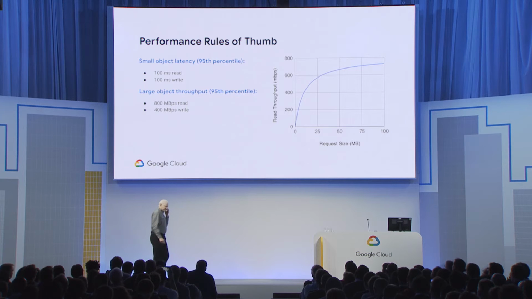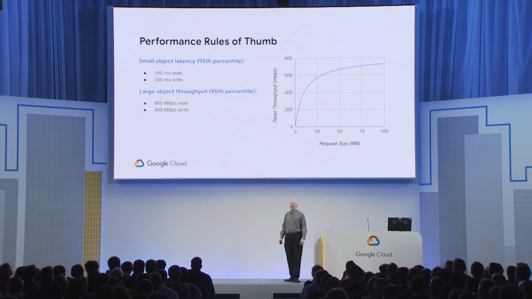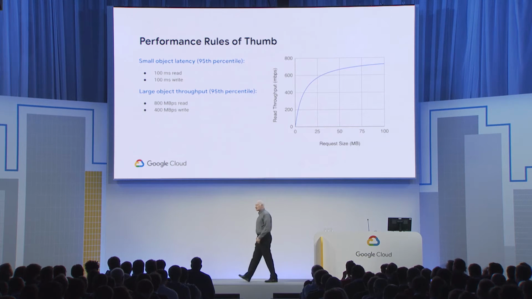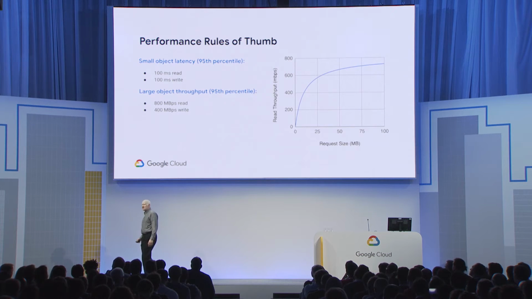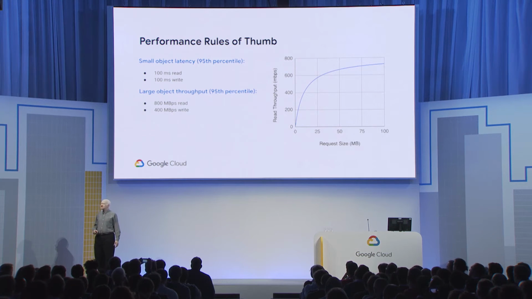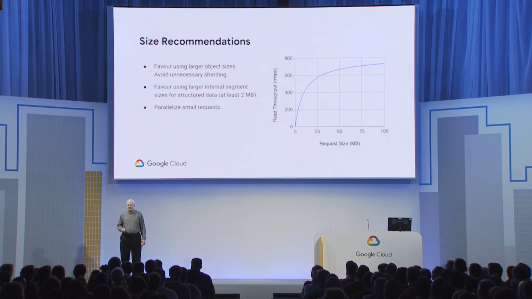So let's start with a few performance rules of thumb. As you're accessing data from GCS, roughly speaking, you want to expect about 100 milliseconds of read and write latency for a small object. And as you're accessing data and throughput, you can expect 400 to 600 megabytes per second of throughput, again taking advantage of Google's fast network to give you very fast access to move the data around.